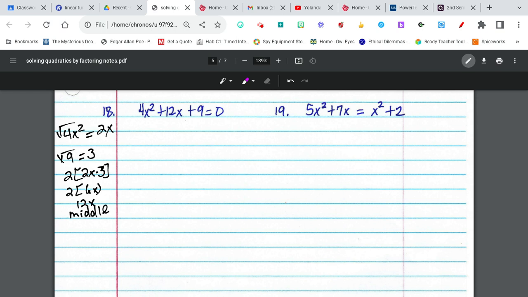So it tells me that this is just 2x plus 3 squared, or 2x plus 3 times 2x plus 3. Now, if you didn't recognize that, you have to do it this way. So some of you may have done it this way.